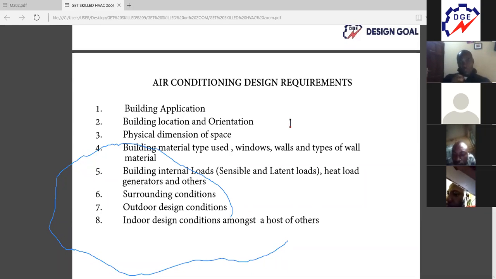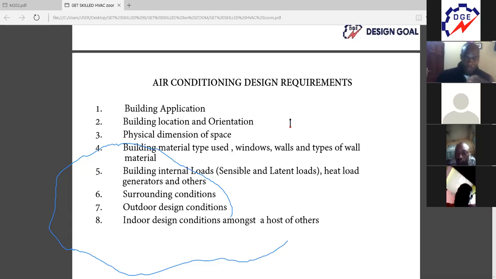One, design requirements in air conditioning. Design requirements means the things you would consider for you to do a proper design for an air conditioning system, whether you are doing it in terms of capacities required, or the nature of the system you are applying, or the nature of installation you are looking at. These are some of the things you would really need to work with.